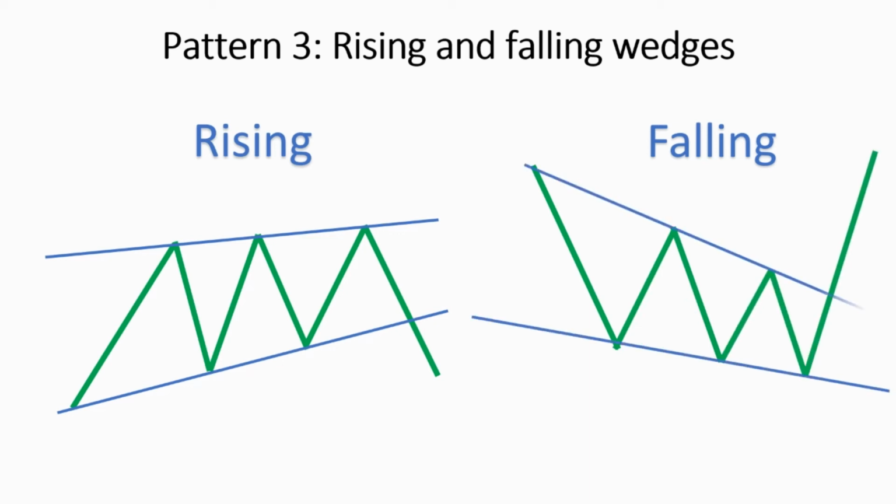about to take place. The rising wedge is a sign that the market may be about to reverse and become bearish, and the falling wedge is a sign that the market may be about to reverse and become bullish. Both of these patterns are created by drawing two trend lines. The upper one runs through the market highs, the lower one runs through the market lows.